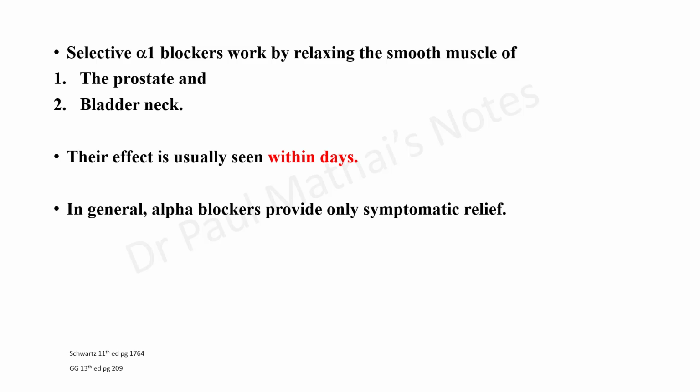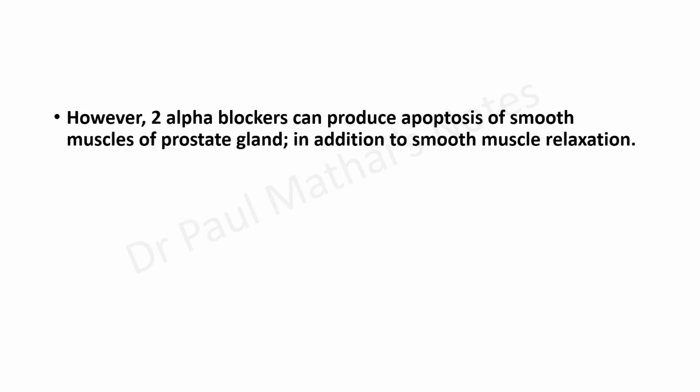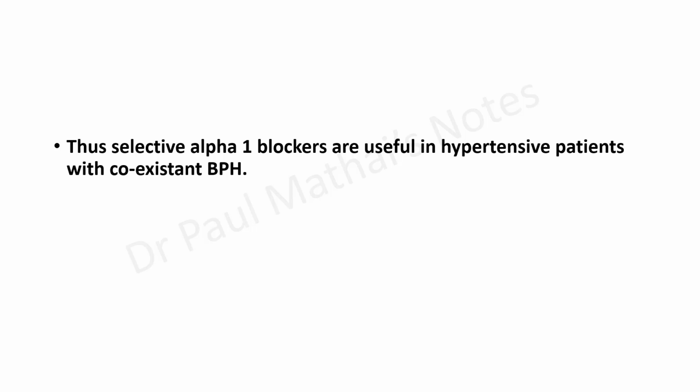In general, alpha blockers provide only symptomatic relief in patients with benign prostatic hyperplasia with difficulty in urination. They generally do not alter the progression of BPH. However, 2 alpha blockers can produce apoptosis of smooth muscles of the prostate gland in addition to smooth muscle relaxation, and these include terazosin and doxazosin. Thus, selective alpha-1 blockers are useful in hypertensive patients with coexistent BPH.